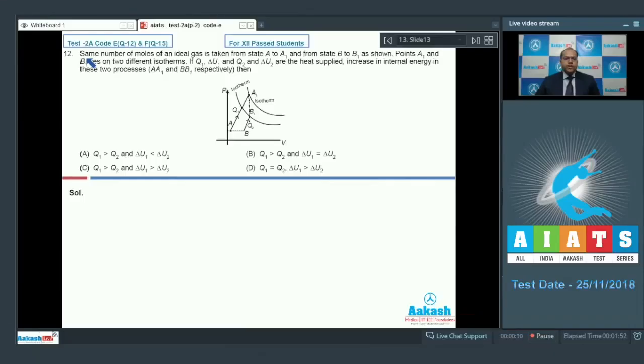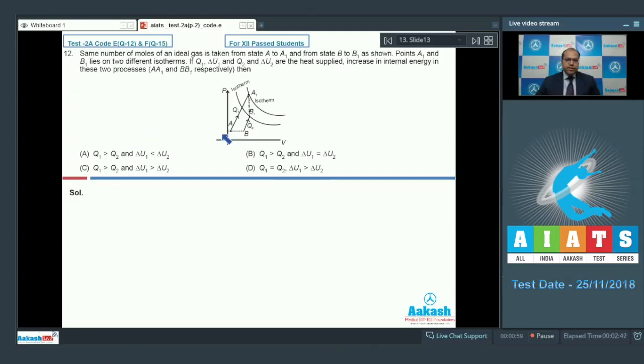So in question number 12, the same number of moles of an ideal gas is taken from state A to A1 and from state B to B1 as shown. Points A1 and B1 lie on two different isotherms. If Q1, delta U1, Q2 and delta U2 are the heat supplied and increase in internal energy in these two processes, A to A1 and B to B1 respectively, then we have to check the validity of the given statements. Then we have to find out the correct option.